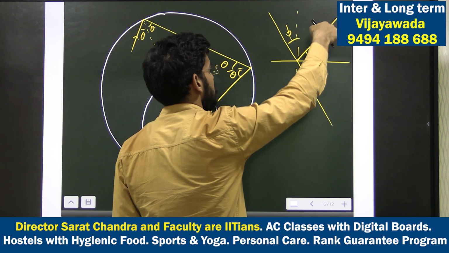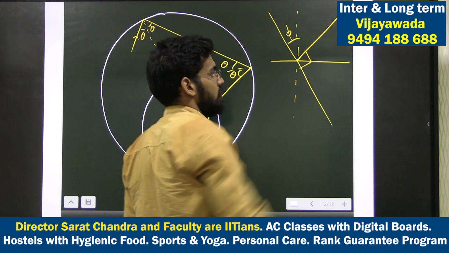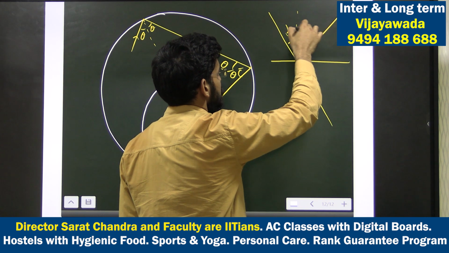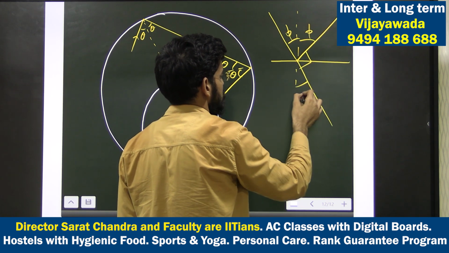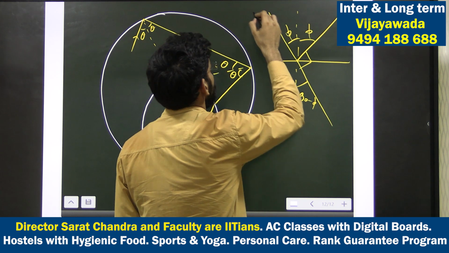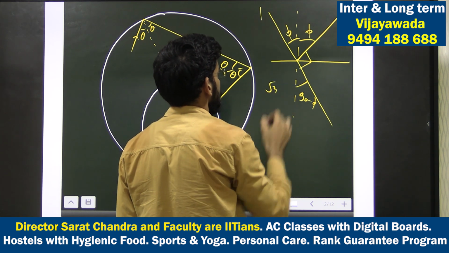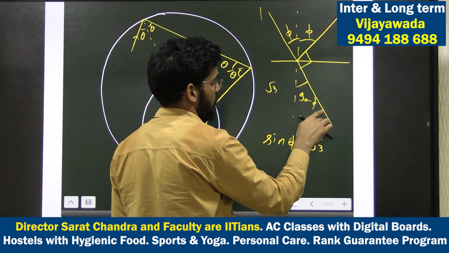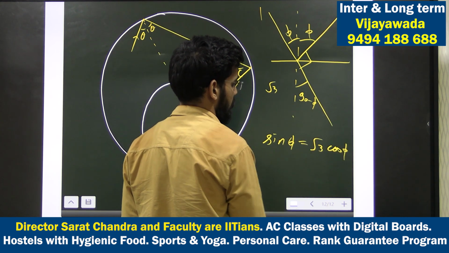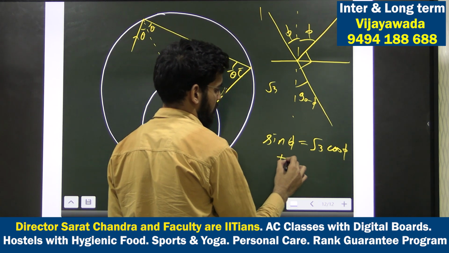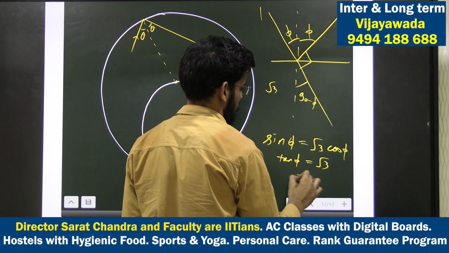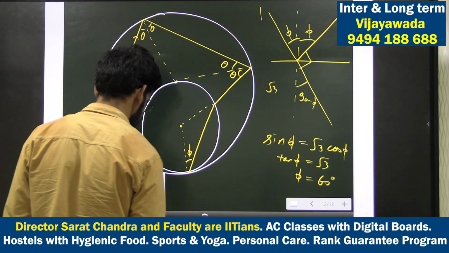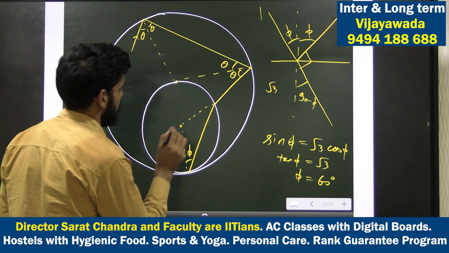So the angle between the reflected and refracted rays is 90 degrees. So this is phi obviously, and this is 90 minus phi. Here this is 1 and here root 3. So I can say sine phi equal to root 3 into sine of 90 minus phi, which is cos phi. So from here tan phi equal to root 3, phi equal to 60 degrees. If you see clearly here, phi came 60.